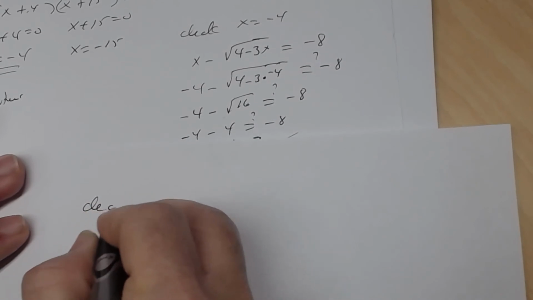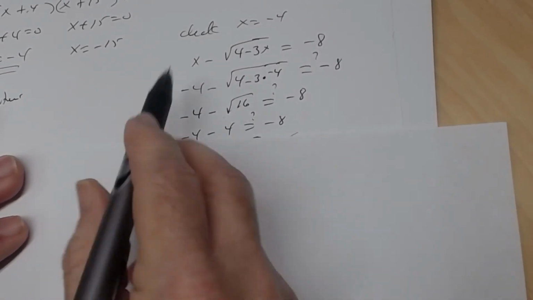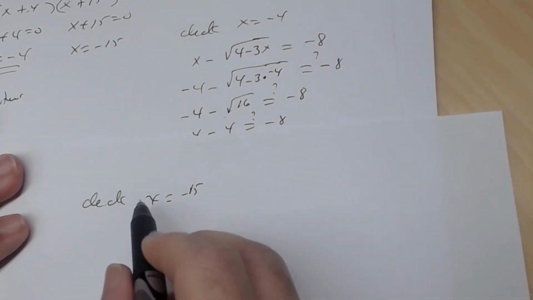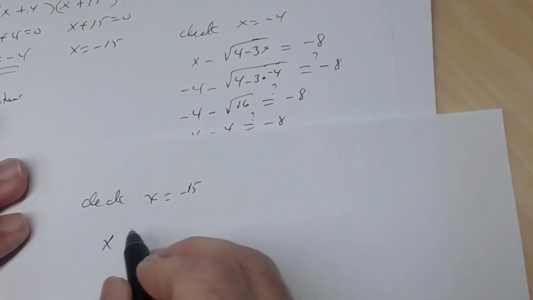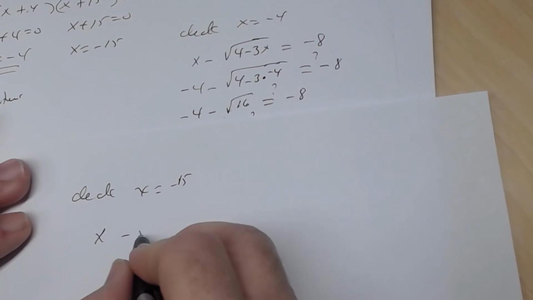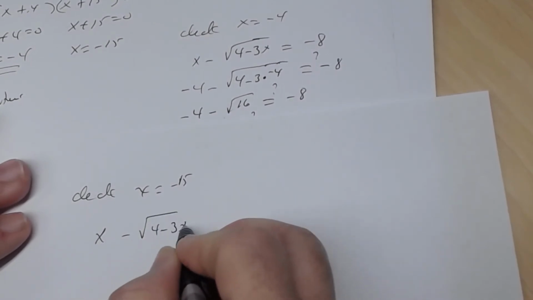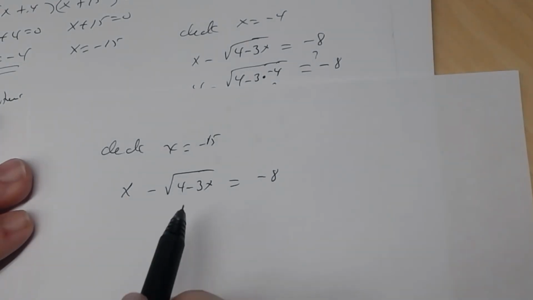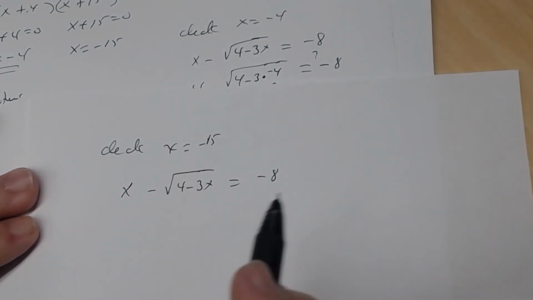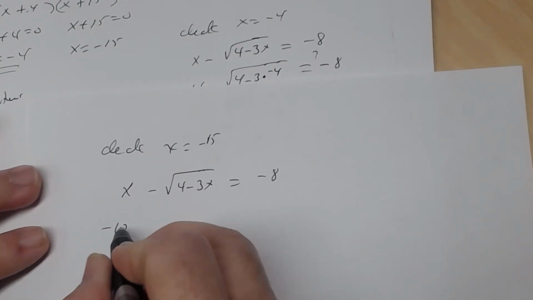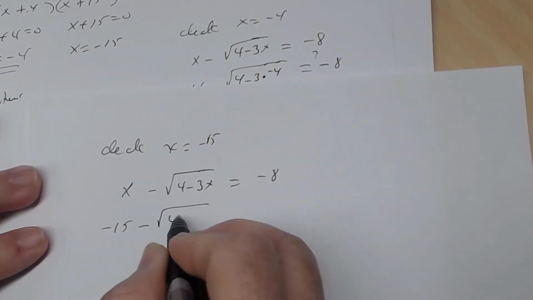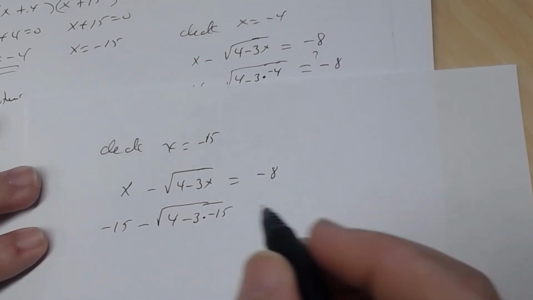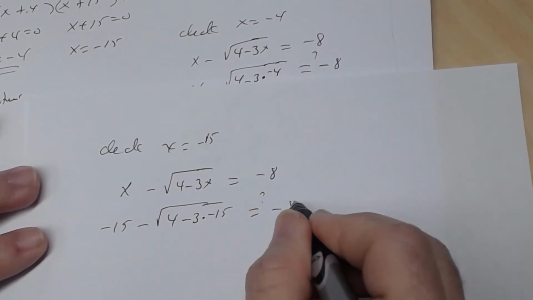So now we're going to check x equal negative 15. Again, go back to the original. You're going to drag the original equation over. So x minus the square root of 4 minus 3x equal negative 8. That was the original equation. And wherever we see the variable x, I'm going to substitute negative 15 this time. So I get negative 15, subtract the square root of 4 minus 3 times a negative 15. And I want to see if that's going to equal negative 8.